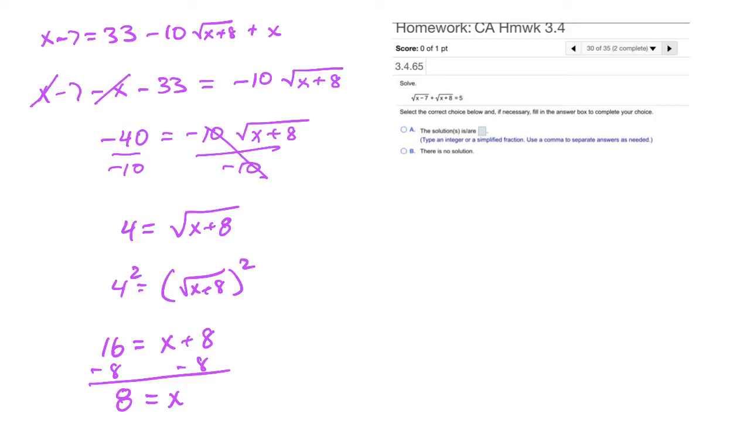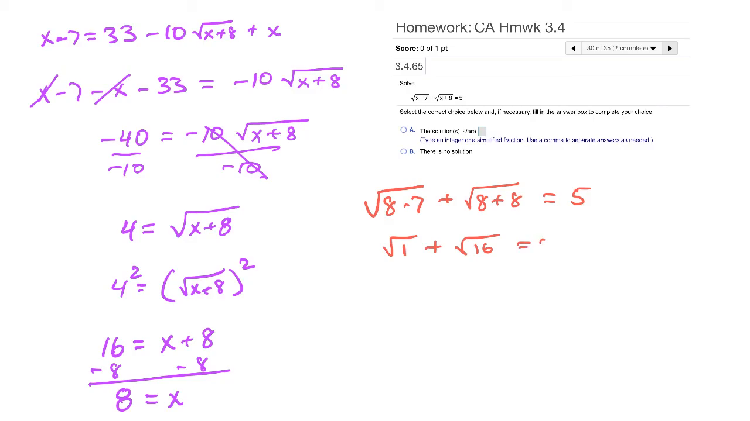Well, my original equation was the square root of x minus 7 plus the square root of x plus 8 is equal to 5. So if I check that, I would check 8 minus 7 plus the square root of 8 plus 8, does that give me 5? Well, in this case, 8 minus 7 is going to give me square root of 1, plus the square root of 16 is equal to 5. So square root of 1 is 1, square root of 16 is 4, plus 1 is 5, true. And so I honest and truly do have a solution of x is equal to 8.